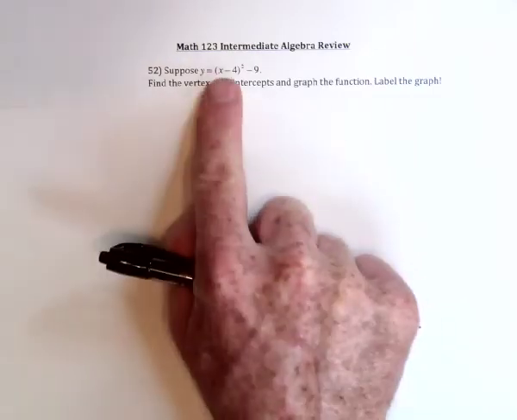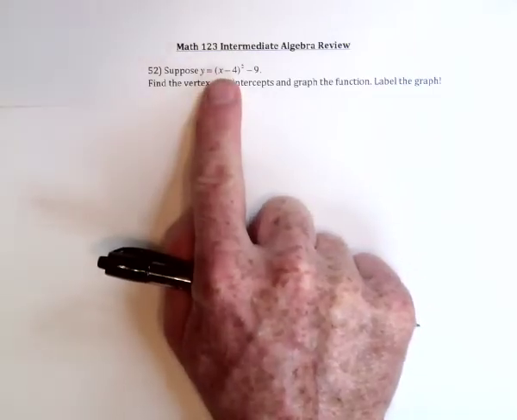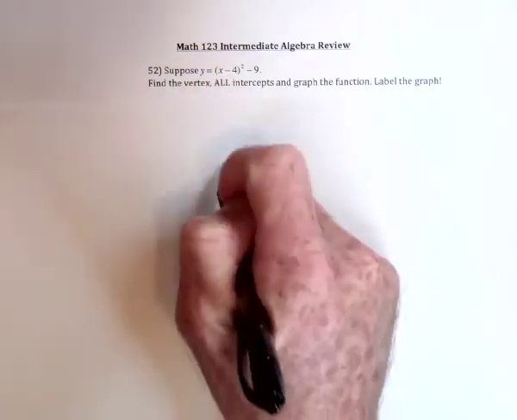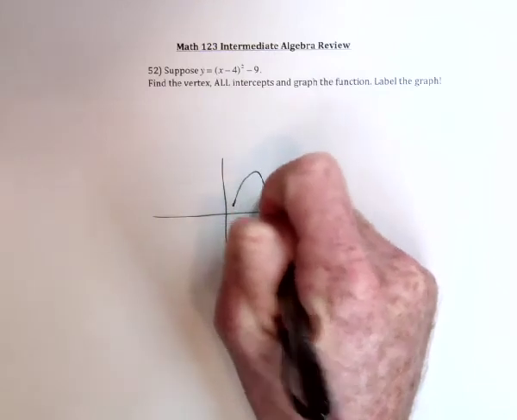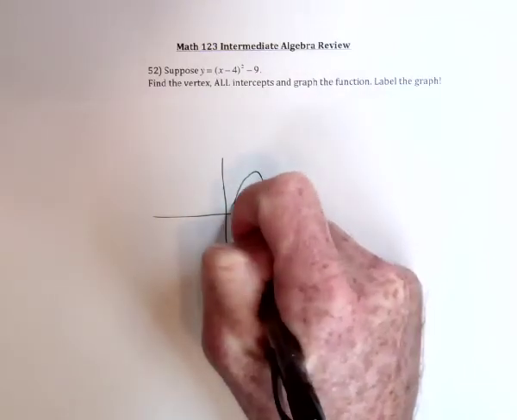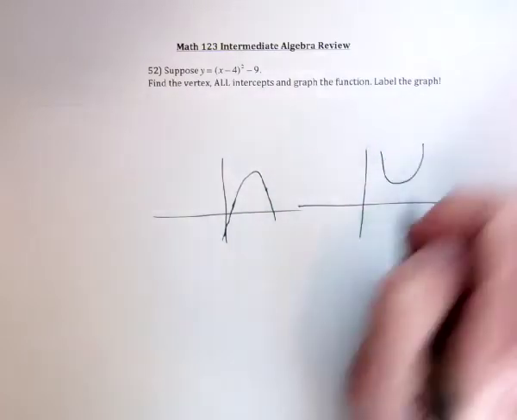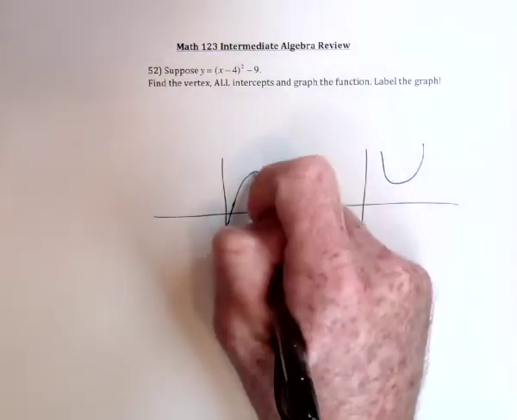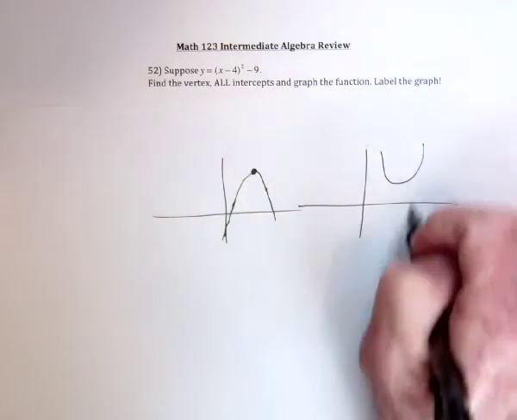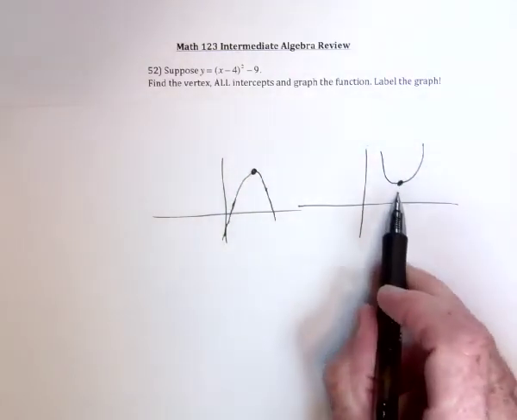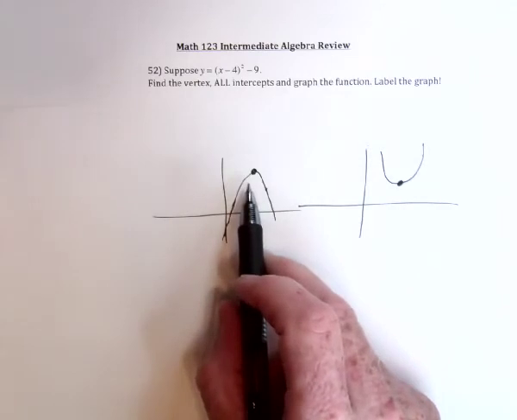Since x is squared and y is not squared in this problem, we have a parabola. In intermediate algebra, parabolas can either open down like this or up like this. This point right here is called the vertex. So when it's opening up, it is the lowest point. When it's opening down, it's the highest point.